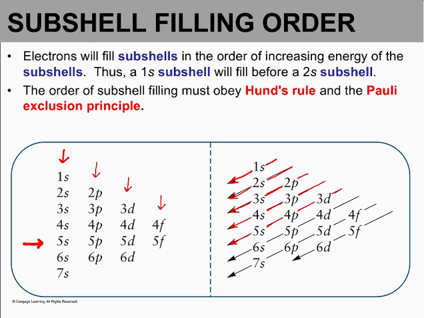All right, now there are a couple of rules we have to follow when we're filling in electrons. The order of subshell filling must obey Hund's rule and the Pauli exclusion principle. So let's talk about those two rules. And again, it's okay if you're confused. We'll go over a couple of example problems in a bit.